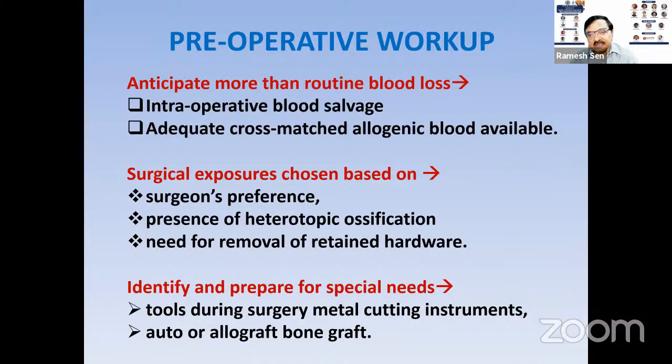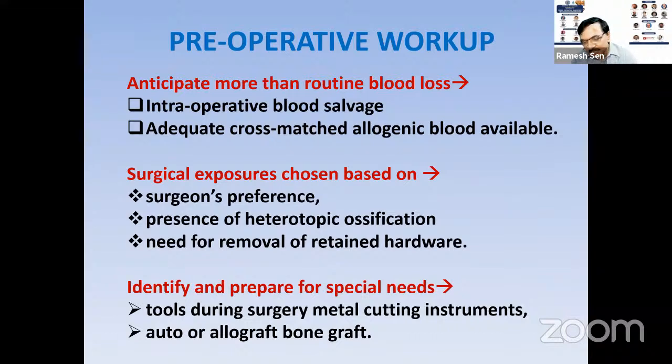Overall, because it is a second surgery in most of these cases, or even wherever it is neglected, it is a more complex surgery. So we must anticipate more blood loss than routine. We have to be ready for intraoperative salvage if possible, and more blood should be available. Then surgical exposure will have to be defined because there could be hardware to be removed, and there could be heterotopic ossification.